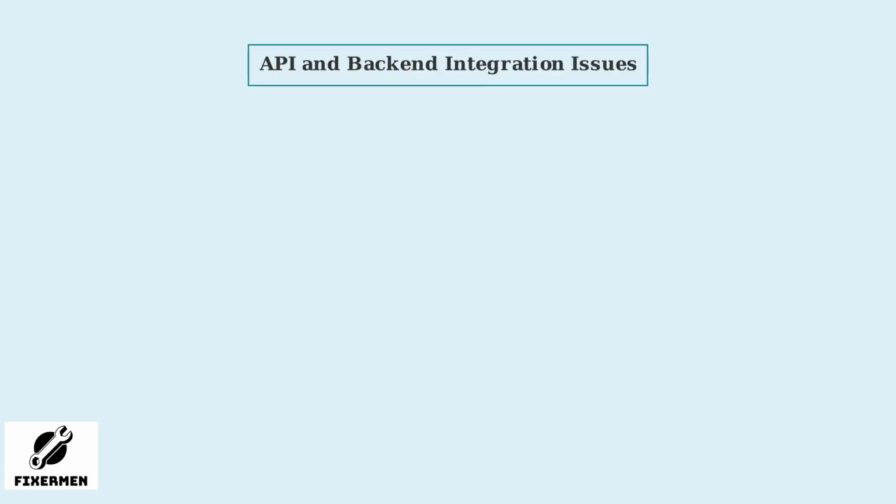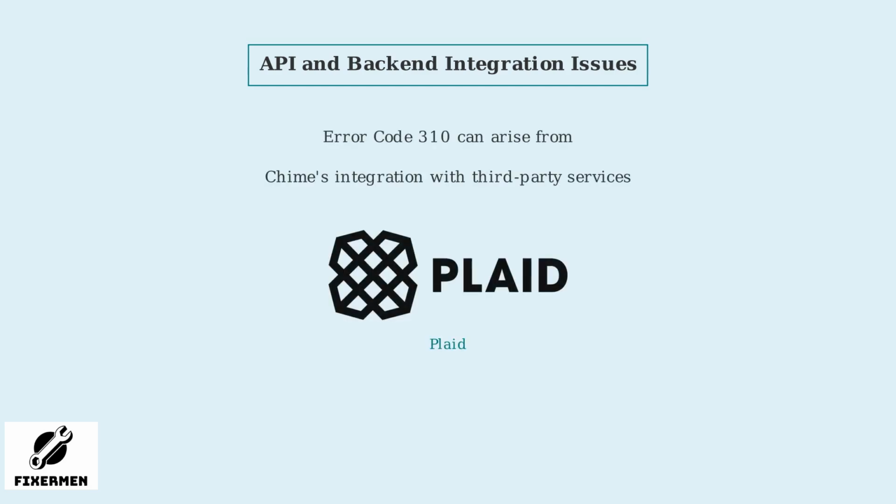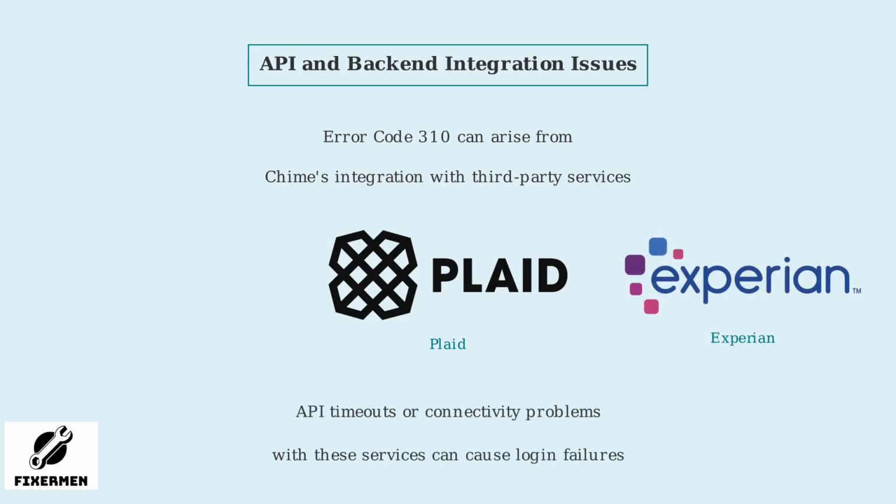API and backend integration issues can sometimes trigger error code 310 in Chime. The error can arise from Chime's integration with third-party services like Plaid for account linking and Experian for credit checks. API timeouts or connectivity problems with these services can prevent successful logins, leading to the error.